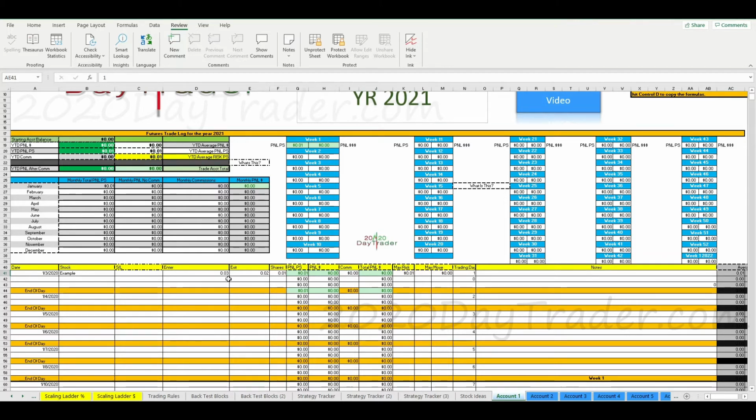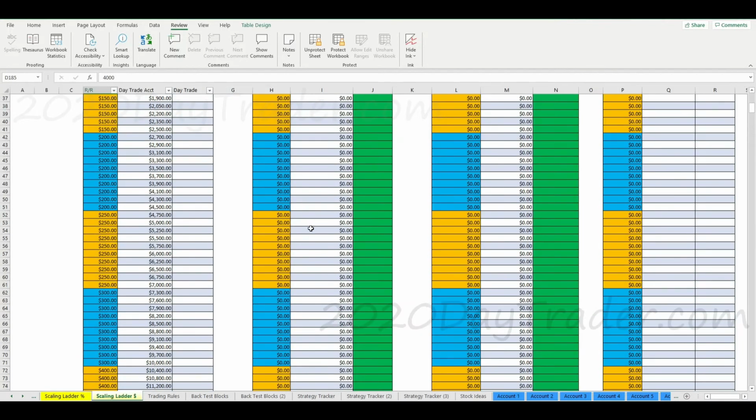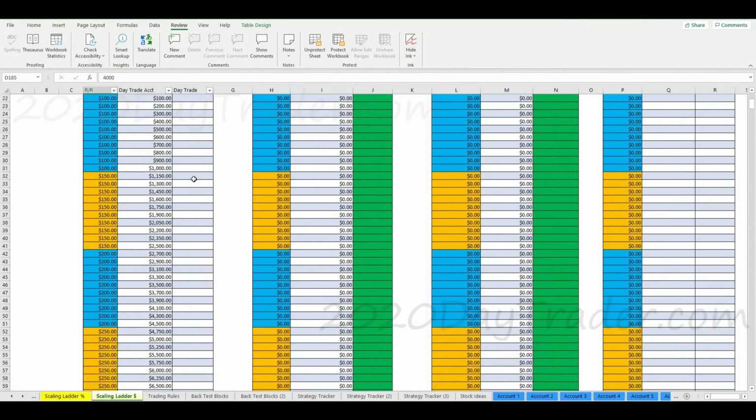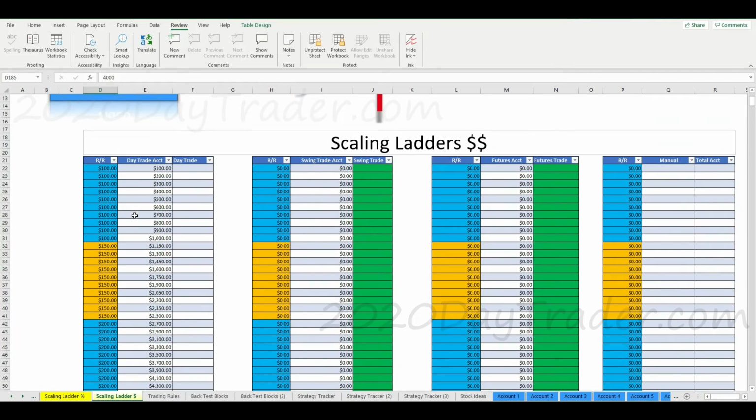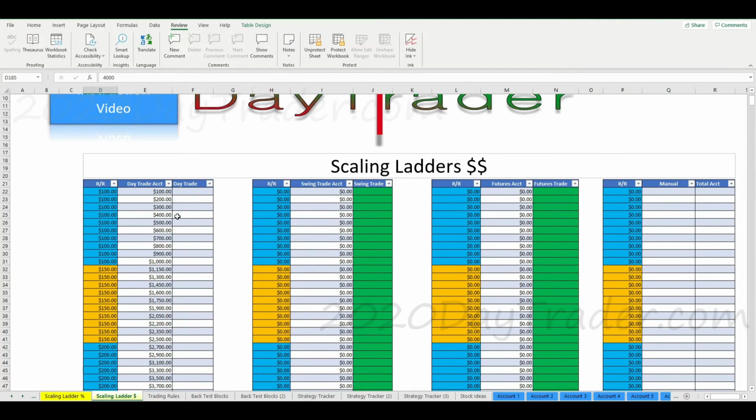And then I'll be able to automatically, on my scaling ladder, see the green bars go back and reflect where my account is over my starting balance, so that I can then risk reward the proper amount based on what my plan is. So anyway, I hope this really helps you out on how I set up my risk reward and how I set up my trading plan to move my accounts forward.